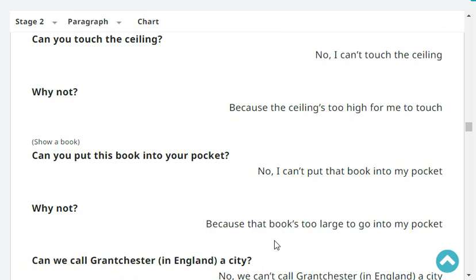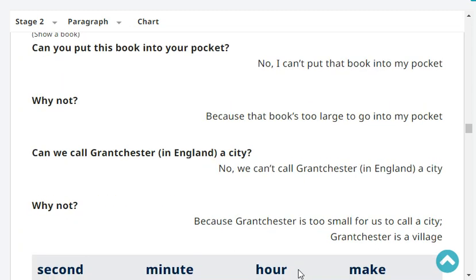Can you put this book into your pocket? No, I can't put that book into my pocket. Why not? Because that book is too large to go into my pocket. Very good.